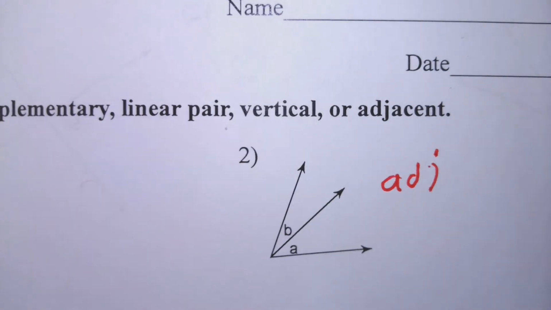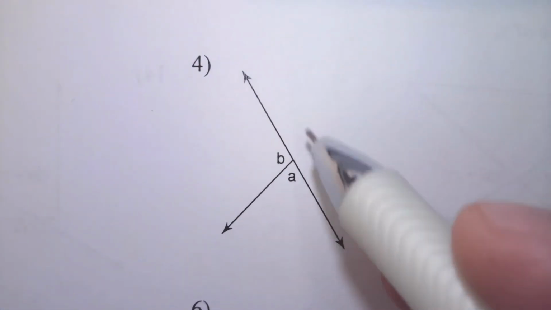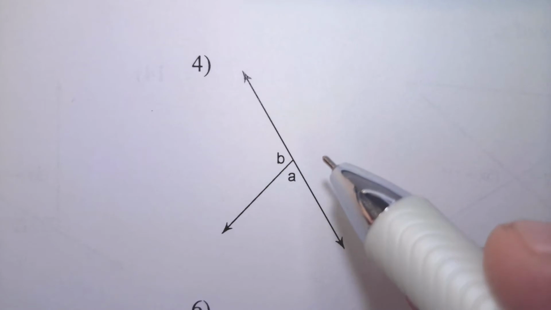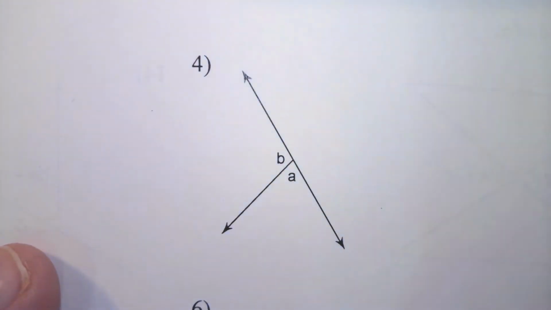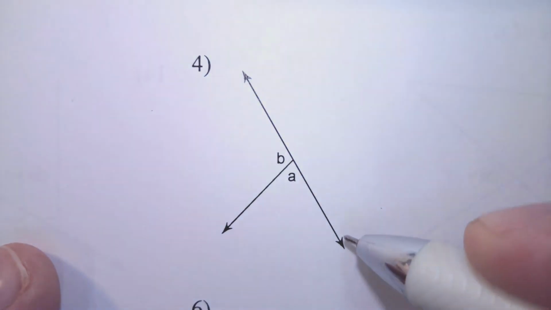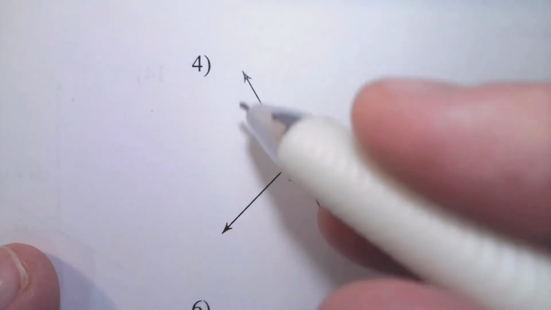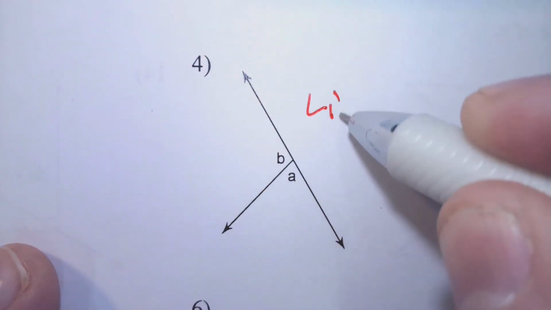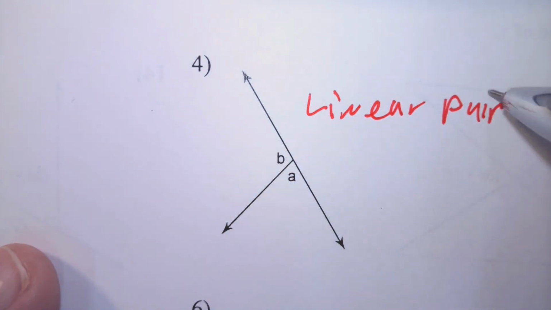Is this adjacent? They are adjacent, aren't they? Yeah. But a linear pair are adjacent angles that are supplementary. And this is how I can tell it's supplementary. This is a straight angle, isn't it? A straight angle equals 180 degrees. So A plus B would equal 180. So this is going to be our linear pair. Okay, that's the difference between adjacent and linear pair.